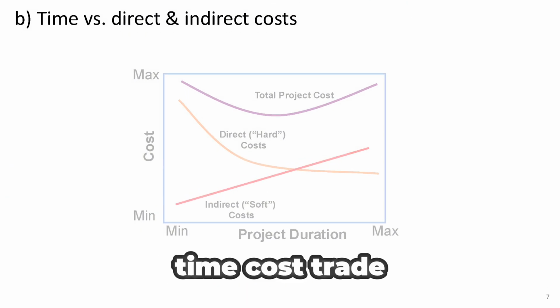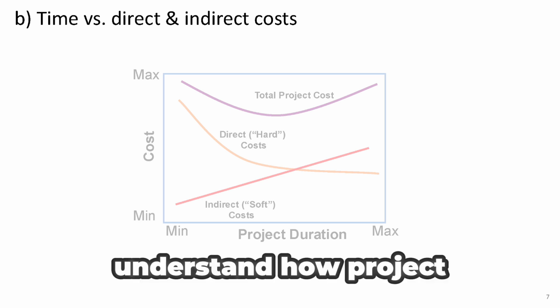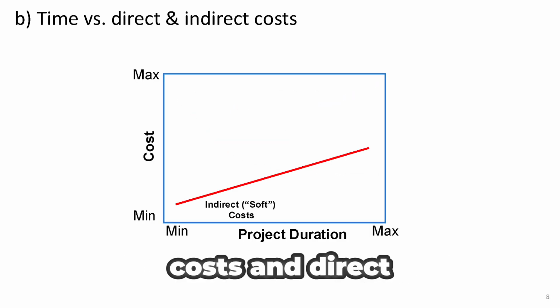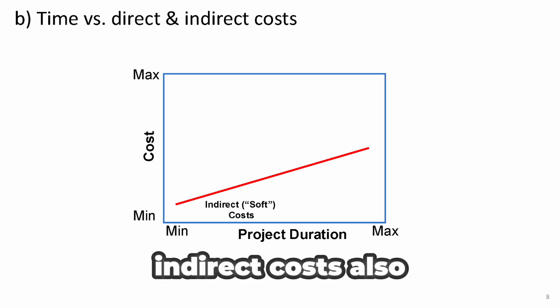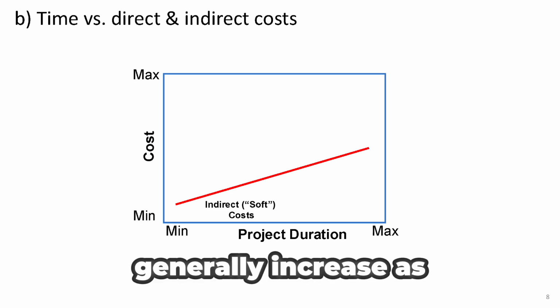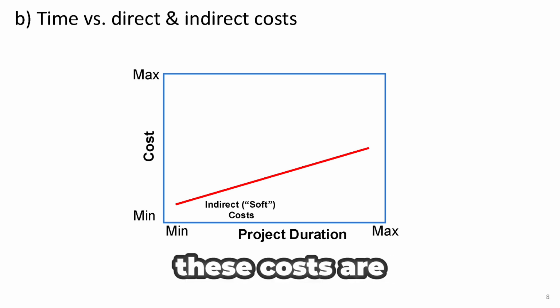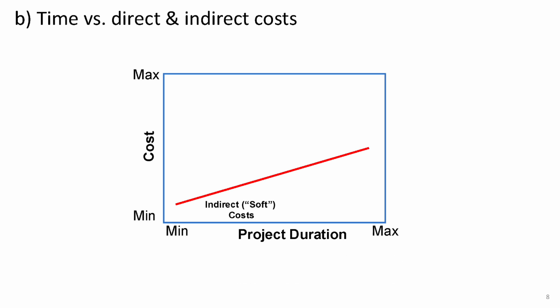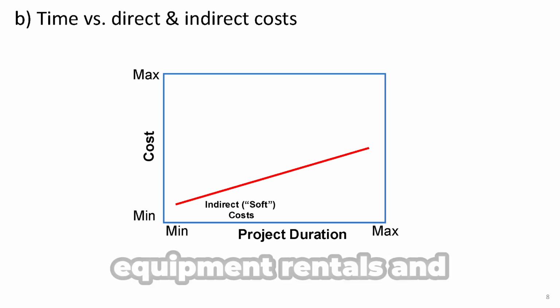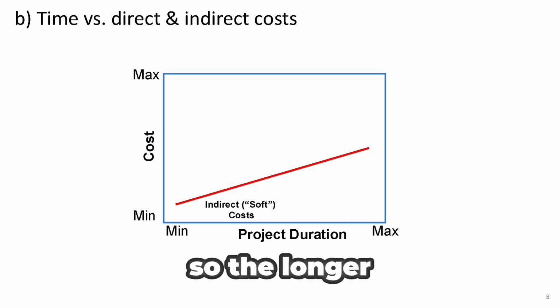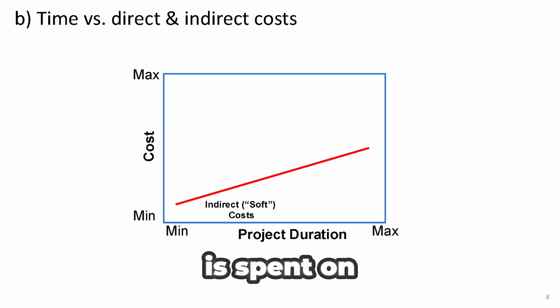To solve the time cost trade-off problem, it's important to understand how project duration affects two main types of costs: indirect costs and direct costs. Indirect costs, also known as soft costs, generally increase as the project takes longer to complete. This is because these costs are tied directly to time. Examples include overhead, insurance, equipment rentals, and taxes. These costs are charged daily or monthly, so the longer the project runs, the more money is spent on them.